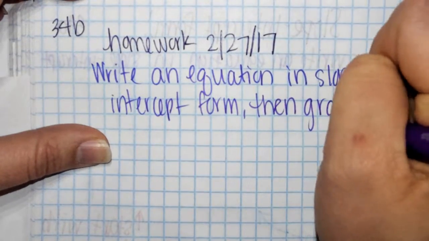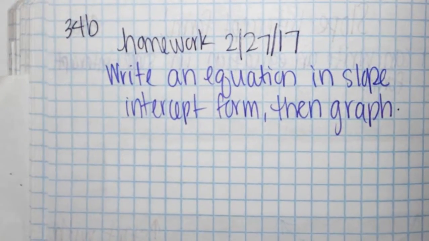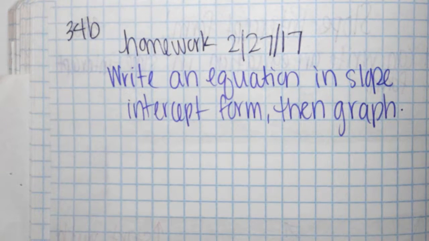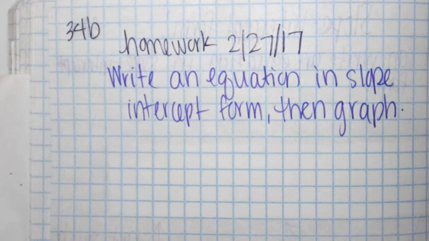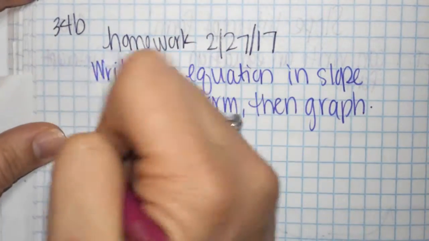All right, so you're going to have two homework problems. It's the exact same thing that we just did. I want you to write in slope-intercept form, and then I want you to graph it. That's all we have to do.